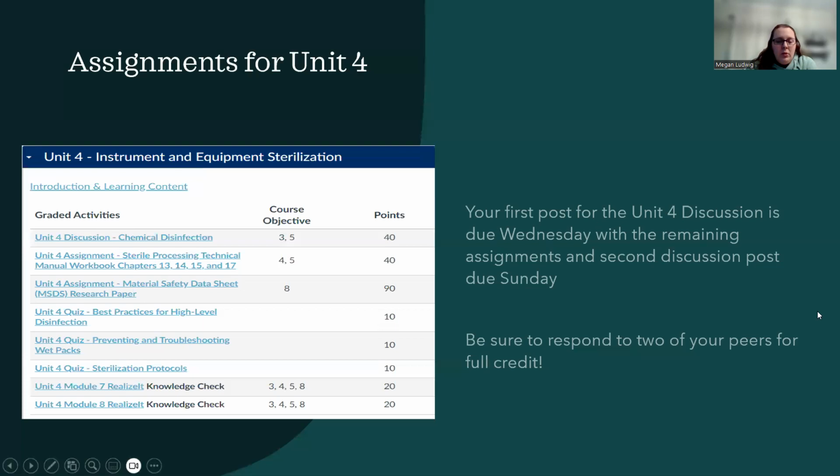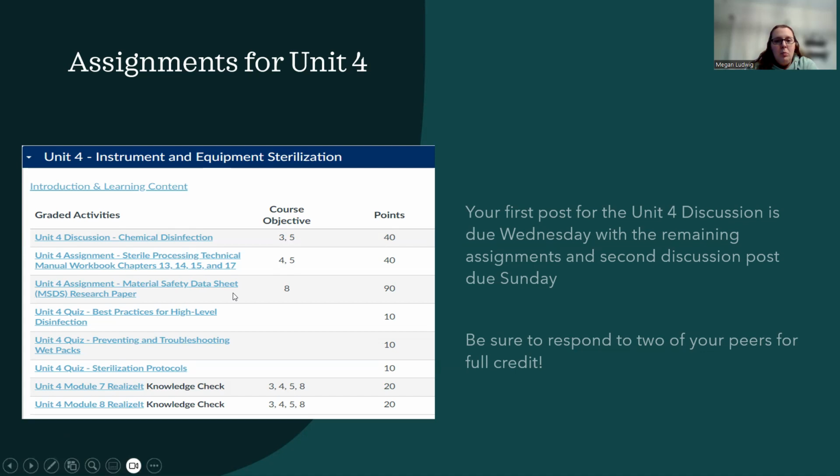Okay, so here are your assignments for Unit 4. Again, you have several of these smaller quizzes, but this week you have a research paper essentially. It's worth 90 points. This MSDS research paper, I've had a few questions so far about this, where it says you just need the first page of the picture of the SDS. So if you go to Google or something and you search for material safety data sheet, SDS, whatever, for your particular chemical, let's say Cidex, glutaraldehyde, okay?